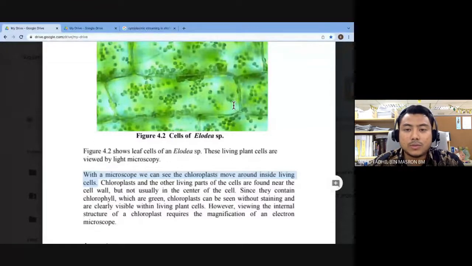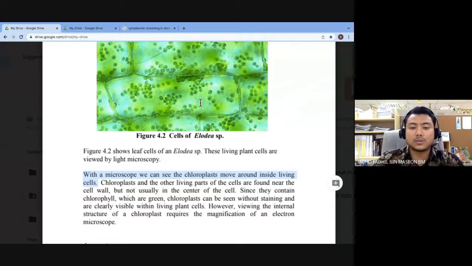So this whole rectangle here is one cell, and inside this cell, what is most visible to your eyes, so obvious to be visible under the light microscope, is the organelle called chloroplast. So this is an organelle. Okay, so inside the cell there are organelles. The name of the organelle that we are looking at is chloroplast. And it is also stated here, the chloroplast move around inside this living cell.